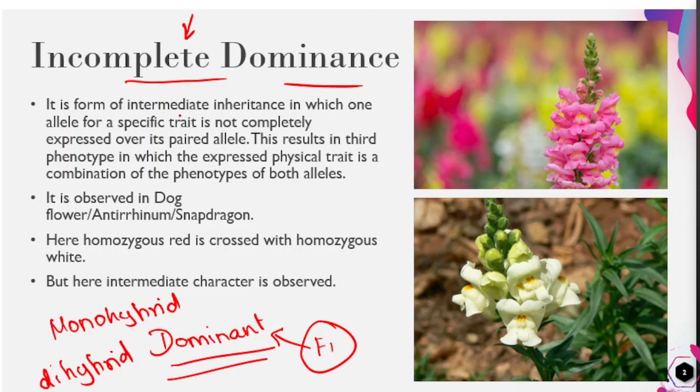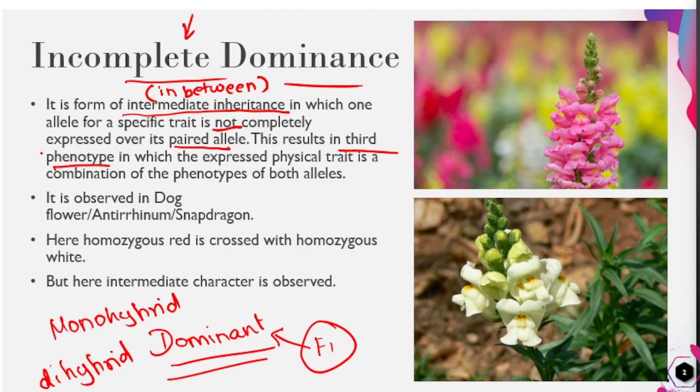It is a form of intermediate inheritance. Intermediate means in between the characters. It is inheritance in which one allele for a specific trait is not completely expressed over the paired allele. You have the paired alleles, the dominant character and the recessive character, but neither is completely expressed in the F1 generation. The intermediate character is expressed. This results in a third phenotype.